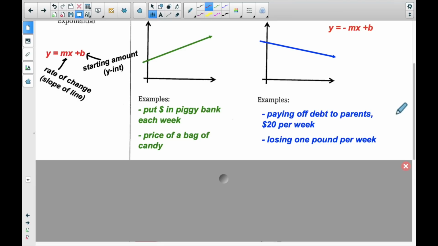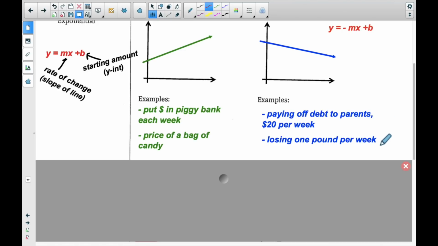Now, something to think about is how sustainable is it to lose 1 pound per week? Or maybe going back to paying off your debt to your parents. Are you ever going to get to zero? Well, yes, your parents are going to get all of their money back. You're going to owe them $0 at some point.